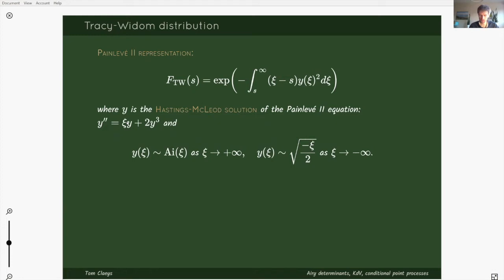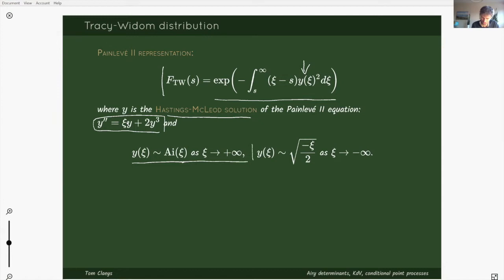One thing is the Painlevé II representation of the Tracy-Widom distribution. We can express it as an exponential involving an integral of a certain function y, and this function y is a solution to the Painlevé II equation, which is this second order ODE, and it's the Hastings-McLeod solution. This means that it's the unique solution characterized by this behavior at plus infinity. In fact, only this condition at plus infinity already uniquely characterizes the solution. We also have this behavior at minus infinity, but we don't even need it to characterize the solution.